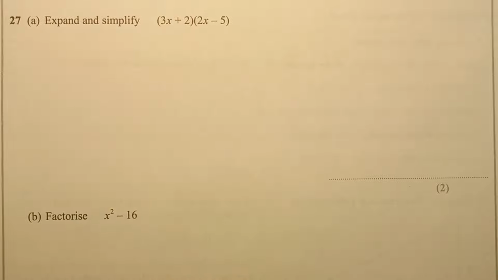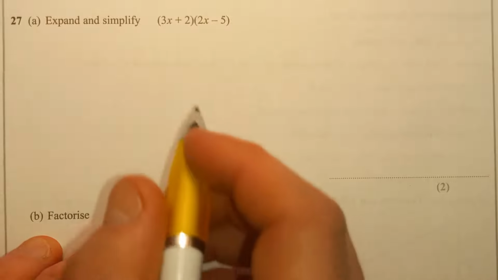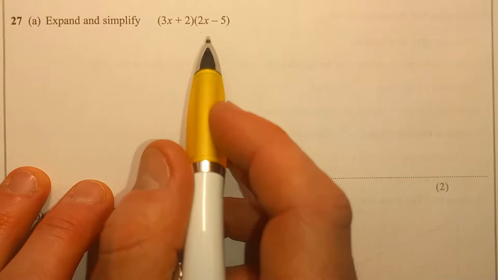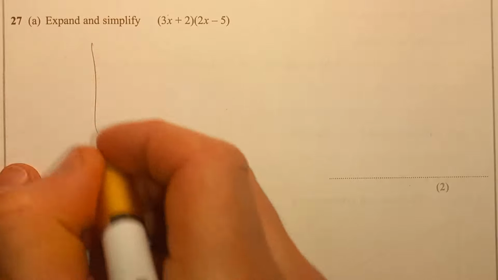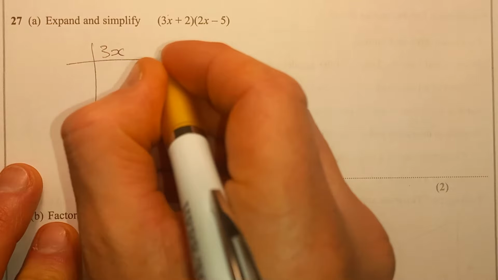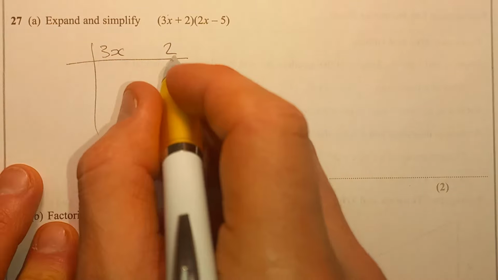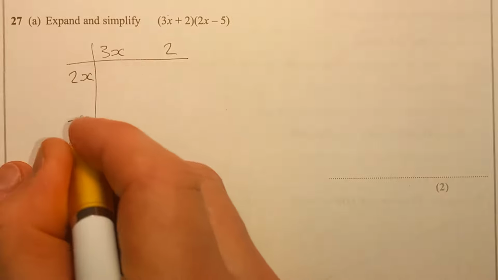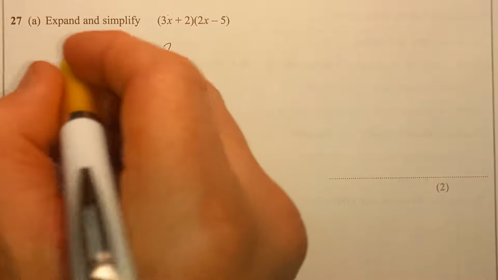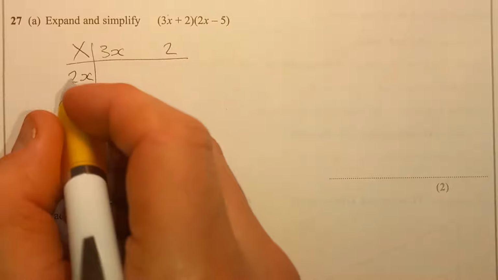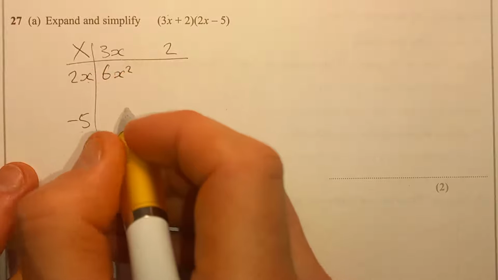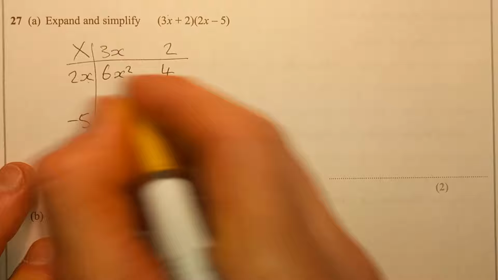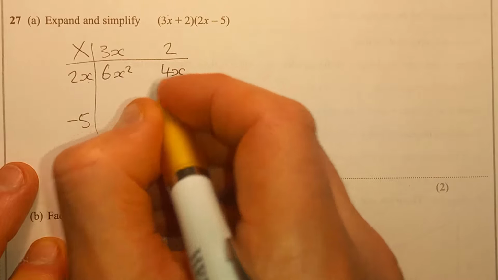Question 27. Start with A. Expand and simplify 3x plus 2, in brackets, multiplied by 2x minus 5. So the first thing we're going to multiply, actually let's do it grid method. So we've got 3x, 2, 2x minus 5. And we're going to multiply everything together. 2x times 3x, well 2 times 3 is 6, x times x is x squared. 2 times 2 is 4, times x, just goes on there.